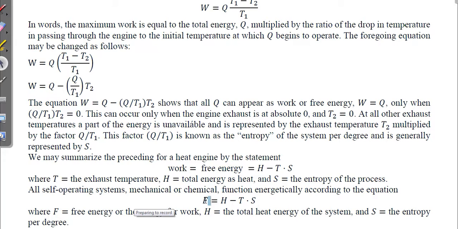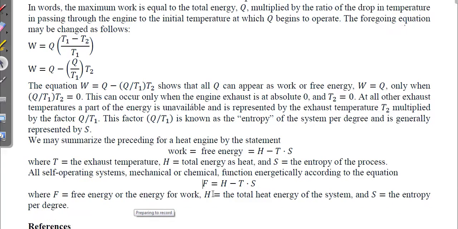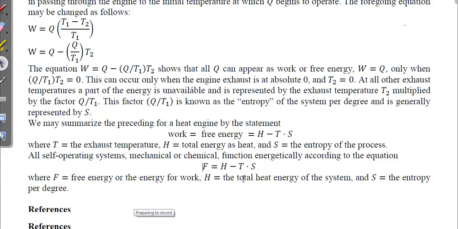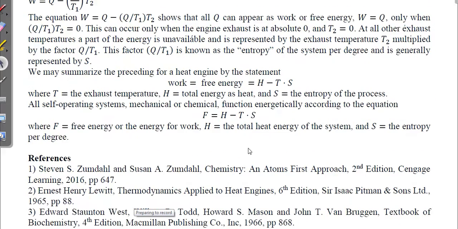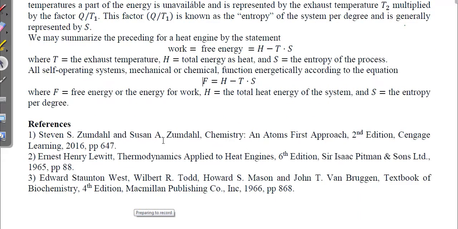Okay, in the thermodynamic relations chapter you can see this F and G term. So F comes from here, H minus TS. F is free energy, or energy for work. What part of the energy we have got for work is free energy, the part that is completely converted into work. H is the total energy of the system and S is entropy per degree. Okay, so from this we got these few relations. So these are the references.